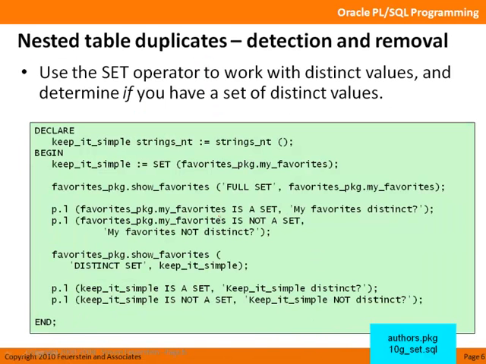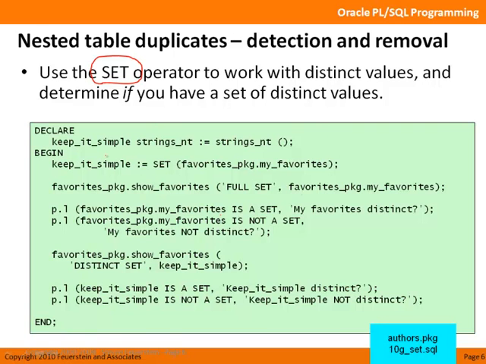Nested table duplicates. So a multiset is a data set that can have multiples of the same values. Duplicates are significant. A set is a multiset without duplicate values. And you can use the set operator to determine if you have a set of distinct values and also to remove any duplicates.